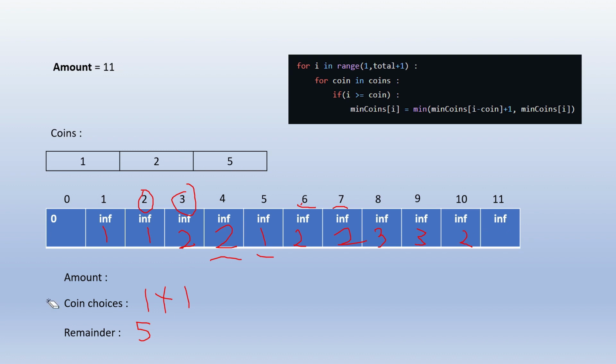Next we want to make the sum 11. We take 1 coin of 5, plus the remainder is 6. The number of coins required to make the sum 6 is 2, which is here. So 1 plus 2 is 3. 5 plus 5 plus 1 gives 11. So the number of coins required to make the sum 11 is 3.